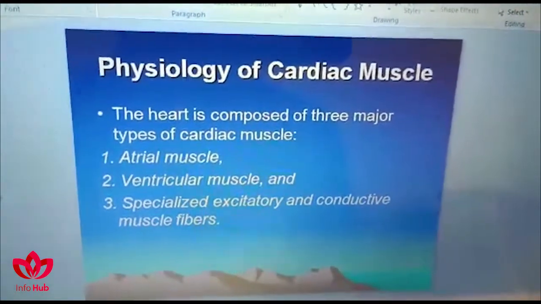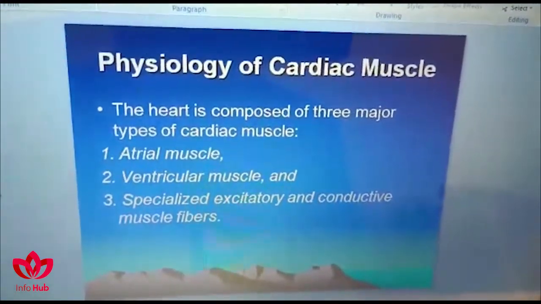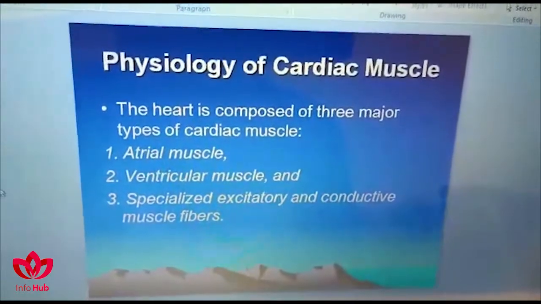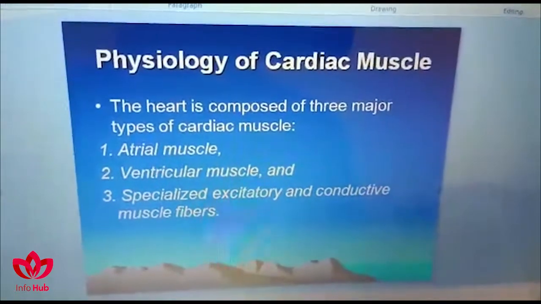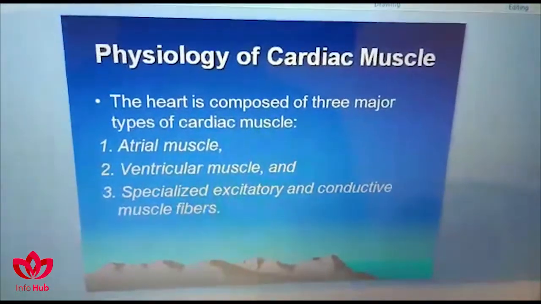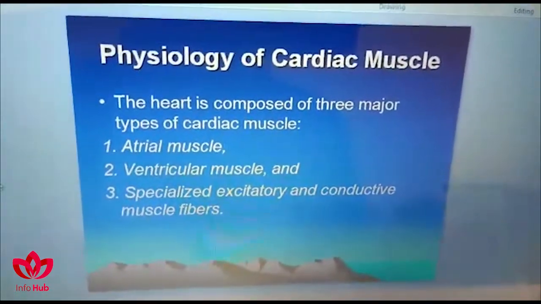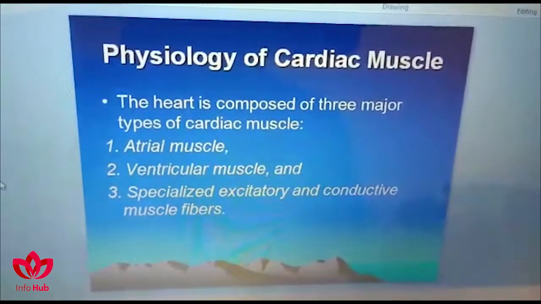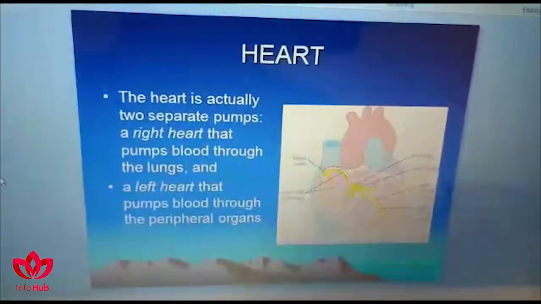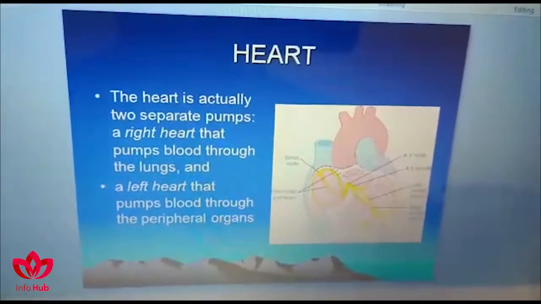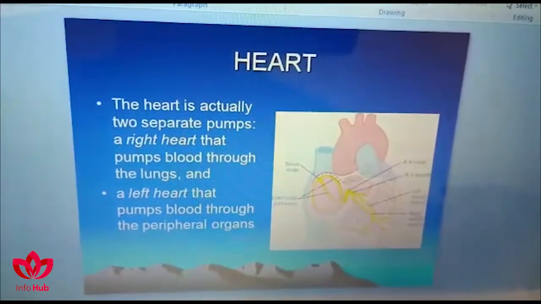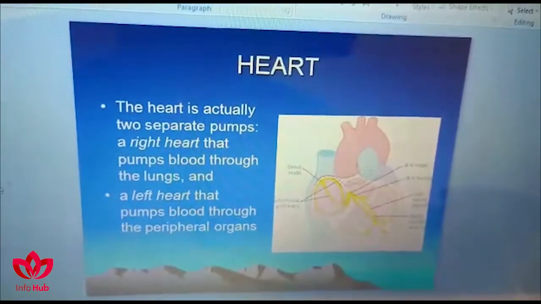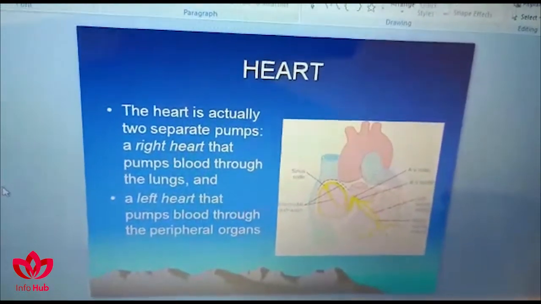Now, there are very special features of cardiac muscle. The heart is actually composed of 3 major types of cardiac muscle. One is atrial muscle, ventricular muscle, and specialized excitatory and conductive muscle fibers, which I showed you in the previous slide in yellow. So these are the 3 types of cardiac muscle. The atria are a separate pump, the ventricles are a separate pump, and this conduction system is also part of the cardiac muscle.